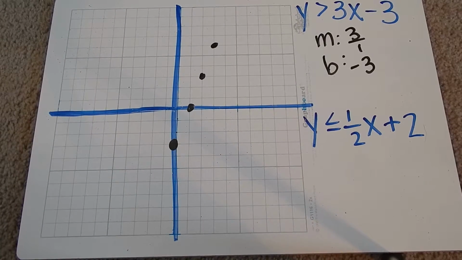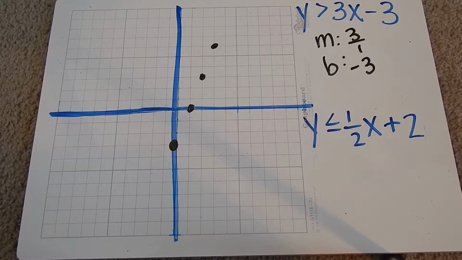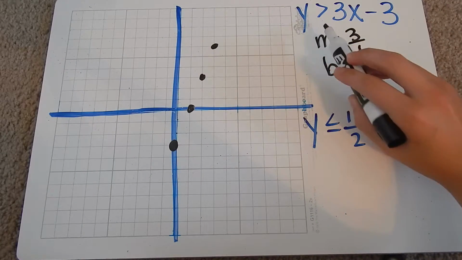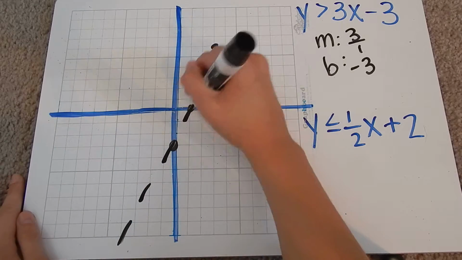Now, once we have a few points on there, we need to determine whether or not it's going to be a solid or a dotted line. This one is the greater than sign. There's no equal to, so it's a dotted line. So we're going to draw a dotted line.